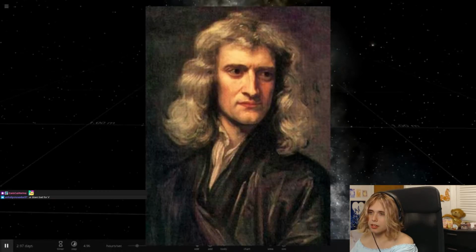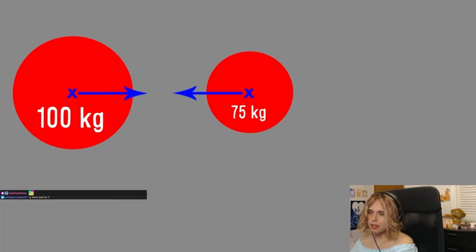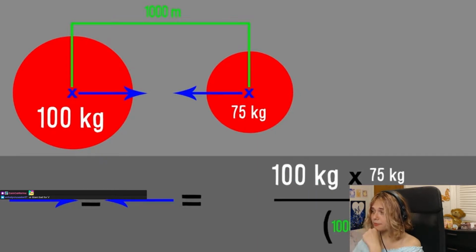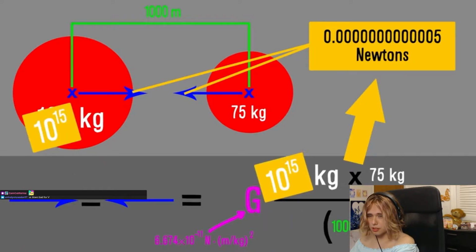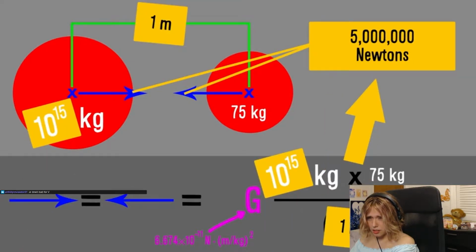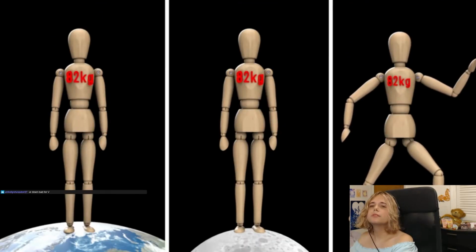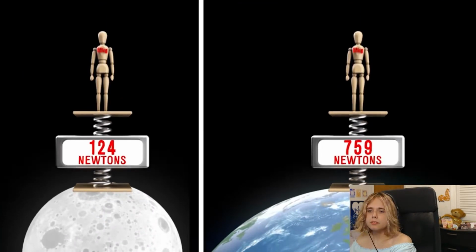Isaac Newton found that the strength of the force bringing two things together is equal to the product of their masses divided by the distance between their centers of mass squared, times big G, the gravitational constant. If you make one of two objects more massive or move them closer together, the force will be stronger. And this force of attraction is what we call weight. So mass is intrinsic, whereas weight depends on what's around.